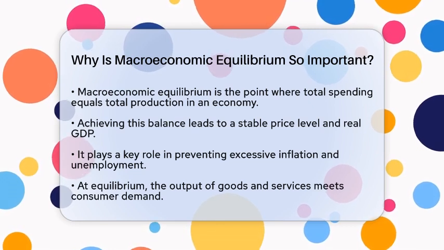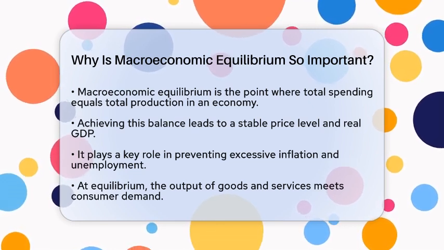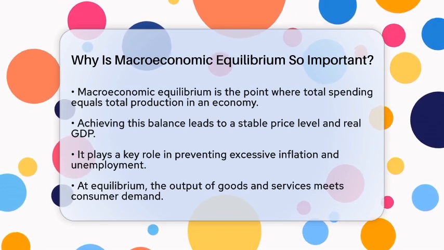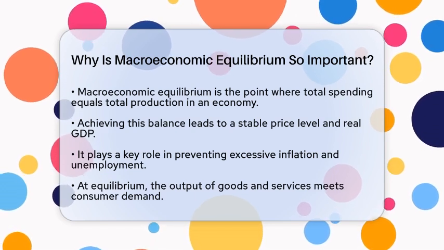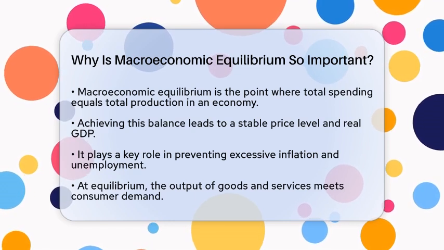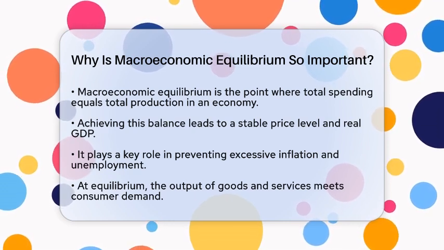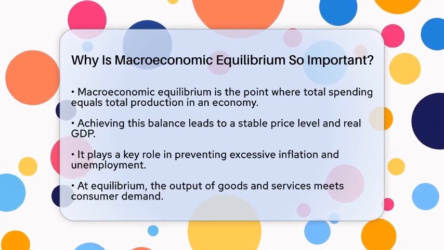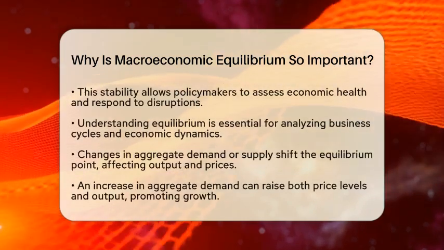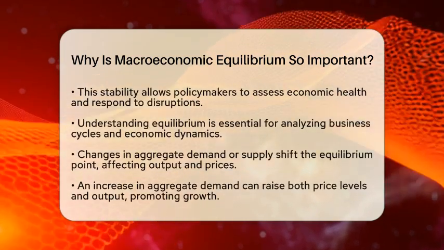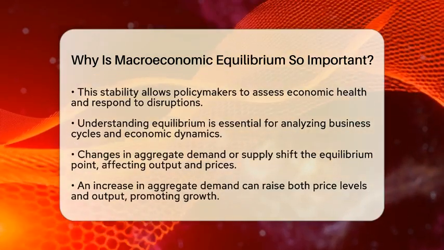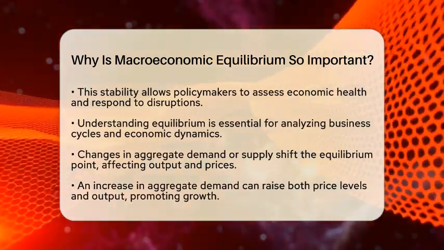This balance is essential for economic stability, helping to prevent excessive inflation and unemployment. At macroeconomic equilibrium, the output of goods and services aligns perfectly with what consumers want to buy. This creates a stable environment where there is no pressure for change. Policymakers can then evaluate the economy's health and take action to maintain or restore this balance when disruptions occur.